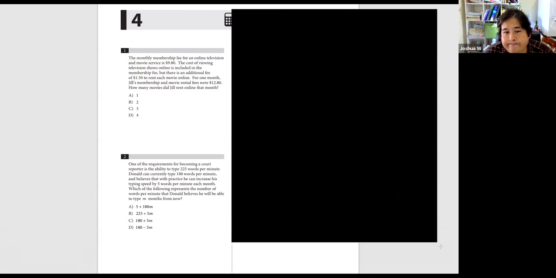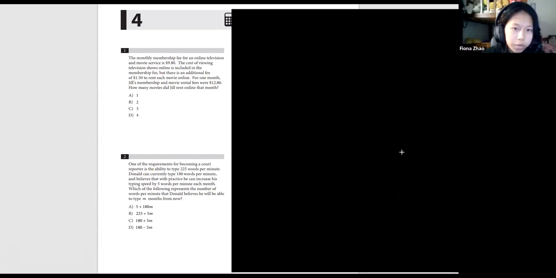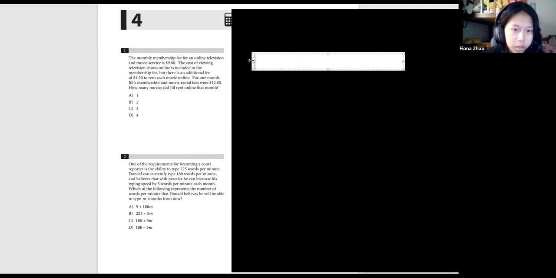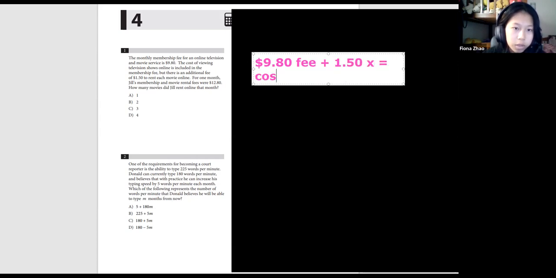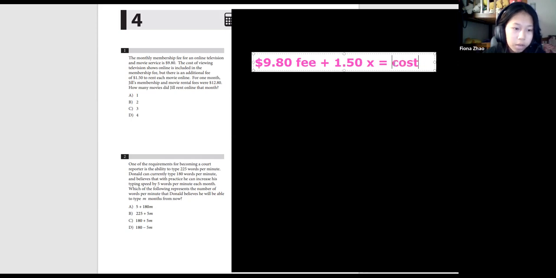The monthly membership fee for an online television and movie service is $9.80. The cost of viewing television shows online is included in the membership fee, but there's an additional fee of $1.50 to rent each movie online. For 1 month, Jill's membership and movie rental fee were $12.80. How many movies did Jill rent online that month?